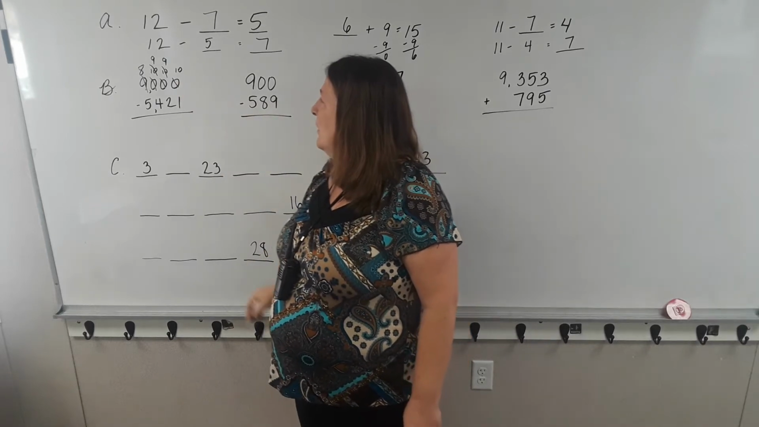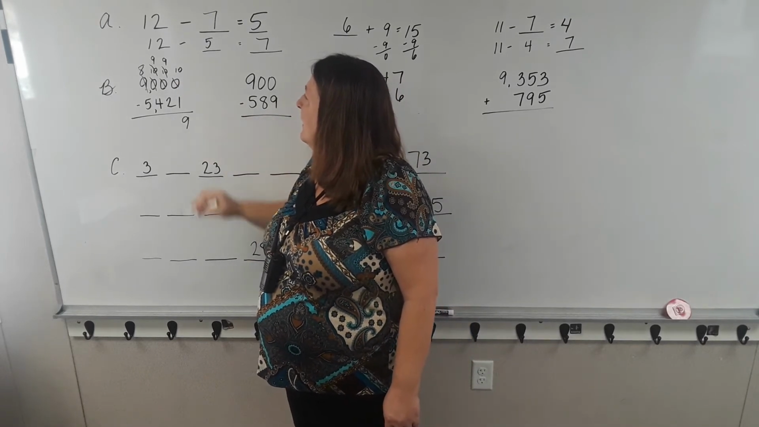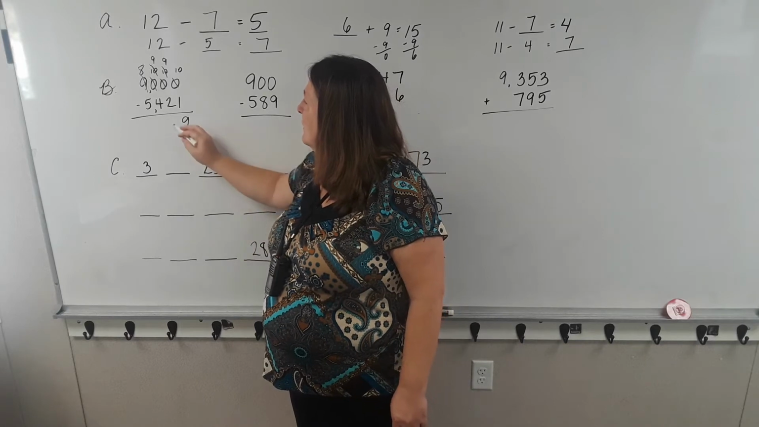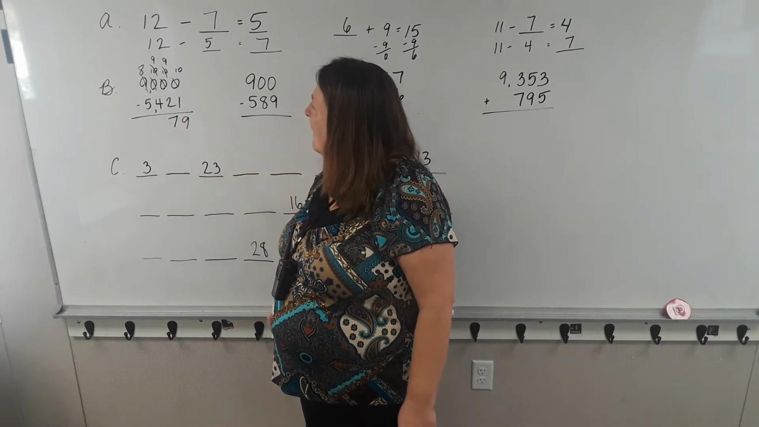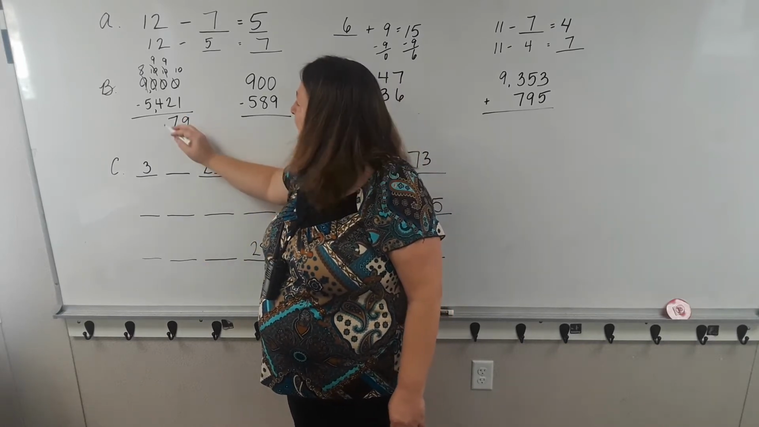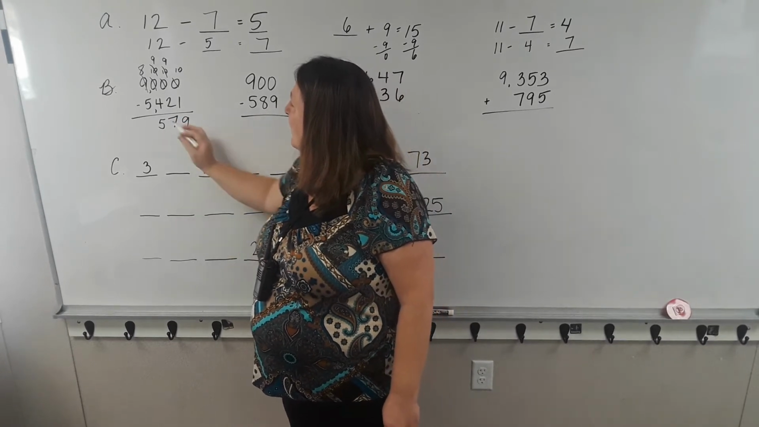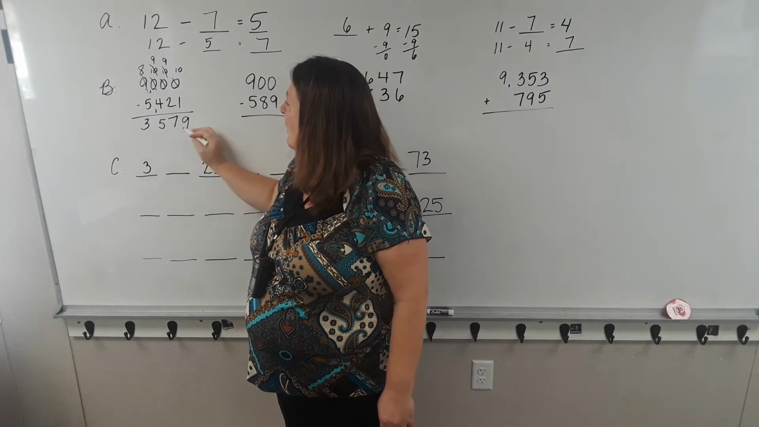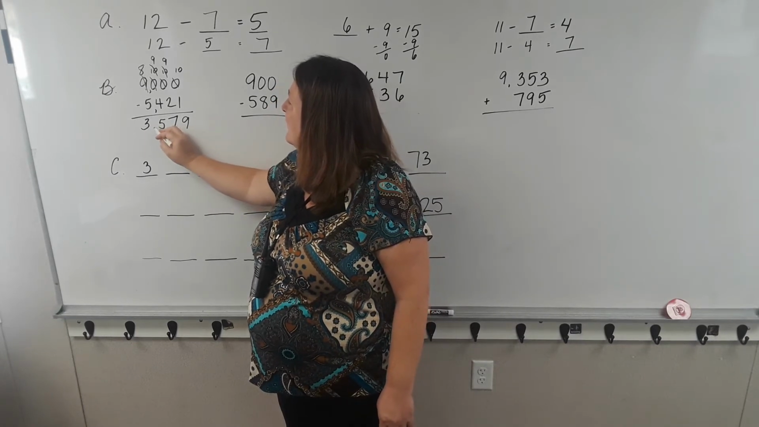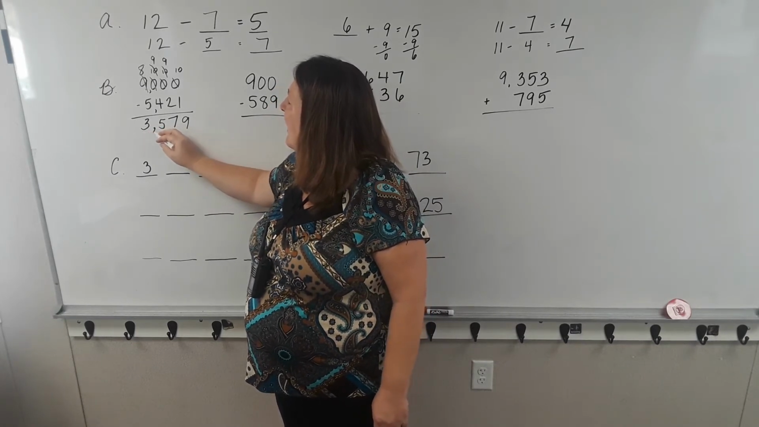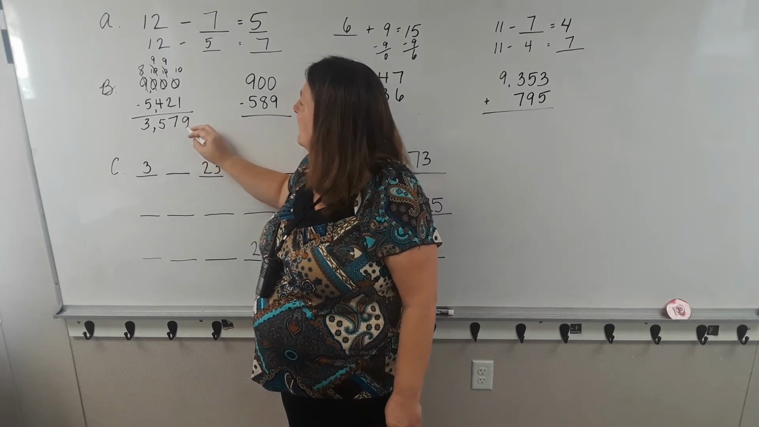10 minus 1 equals 9. 9 minus 2 equals 7. 9 minus 4 equals 5. 8 minus 5 equals 3. Ones, tens, hundreds, comma. 3,579.